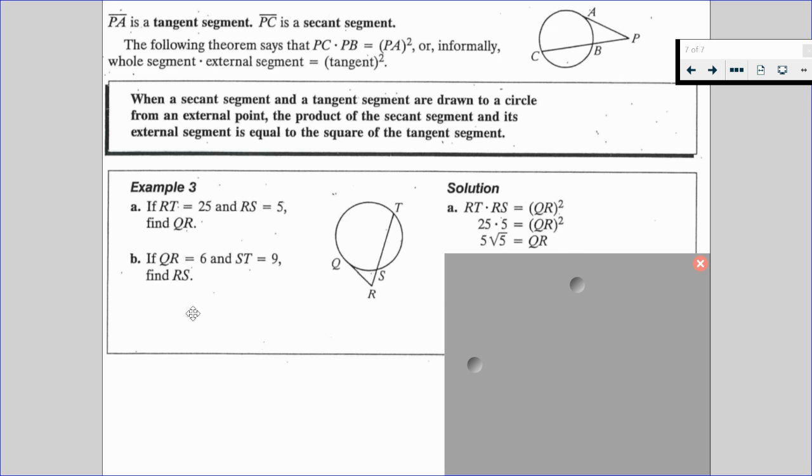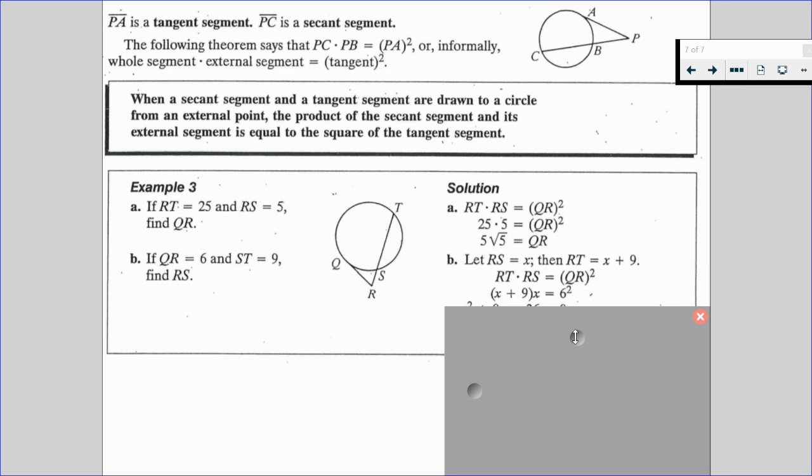And in part B, if QR is equal to 6 and the length of ST is equal to 9, we want to find the length of RS. Well, if we let RS equal x, then RT is going to be equal to x plus 9, because we know that ST is 9. So RS plus ST would then give us RT. We can use our same equation as before. RT times RS is going to be equal to our tangent QR squared.